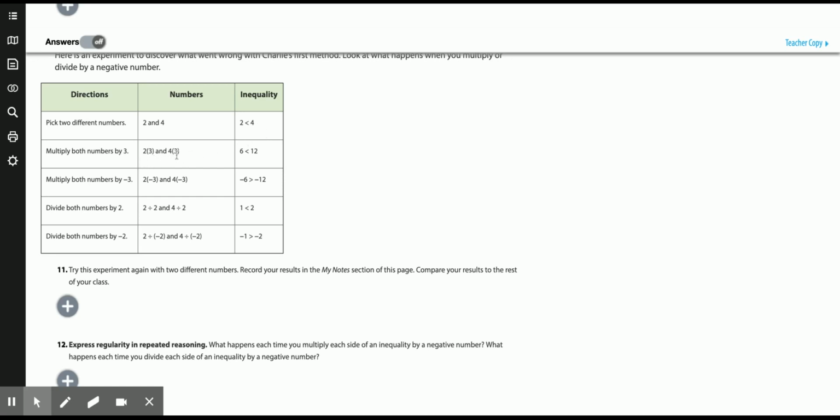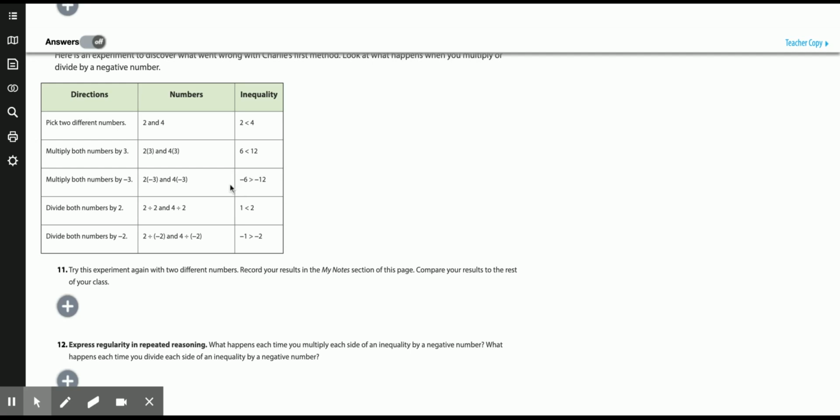2 times 3 is 6. 4 times 3 is 12. That's fine. It's still less than. Multiply both by negative 3. 2 times negative 3 is negative 6. 4 times negative 3 is negative 12. Now we need to flip the sign because of the negative sign, because when you're dealing with negatives, it works in the opposite way. The closer you are to 0, the bigger your value is on the negative side, and the farther away you are from 0, the less you're worth. So negative 12 is less than negative 6.